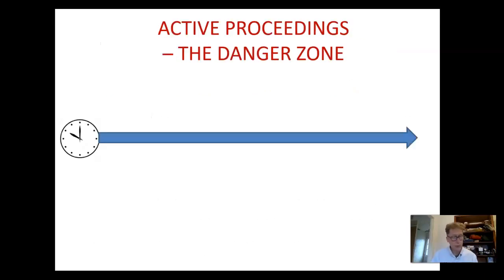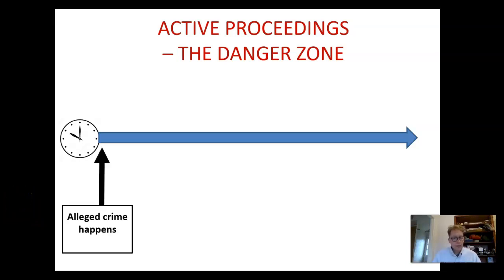So I put this together. I thought this might be useful to try and visualize what's going on with this danger zone of contempt. That arrow there is a timeline. There's a nice little clock on the left, so that's time going by. At this point, an alleged crime happens. Somebody steals something, for instance.